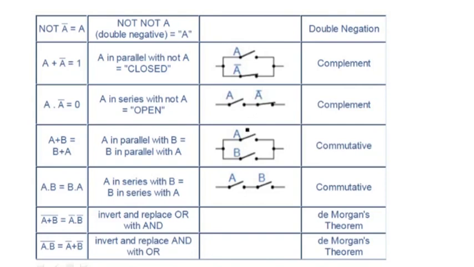Then we have commutative. You can say A plus B, or you can start from here, B plus A, it's the same. So we can commute. You can place B here or A here, it will not make any difference. Here we have the commutative property, but the operation has changed. The operation is AND, or intersection. We have placed the switches in series, and you can place B here.